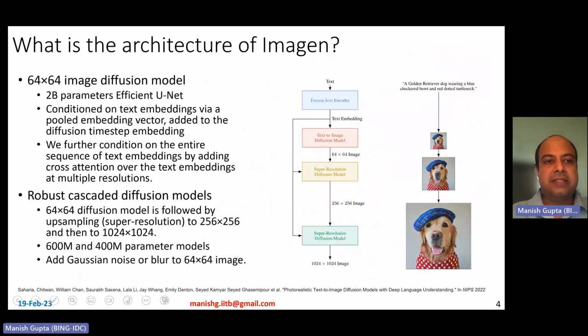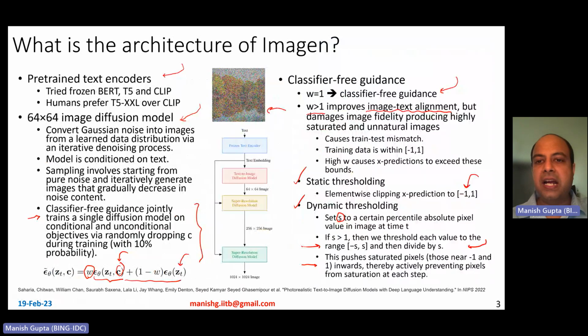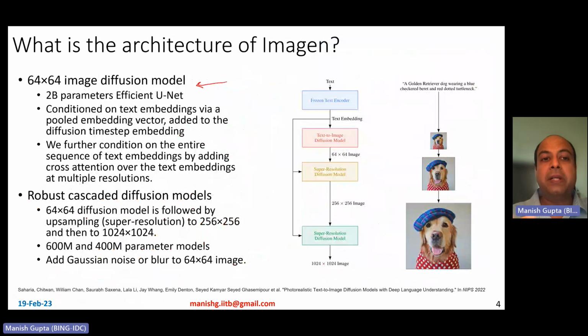Okay. So the 64x64 image diffusion model, which follows classifier-free guidance with 10% dropping probability and also dynamic thresholding, has 2 billion parameters. The original architecture is the Efficient U-Net model. Well, it's a U-Net model, but then they made it more efficient by doing a few tricks, right? It's of course conditioned on text embeddings via a pooled embedding vector, which is added to the diffusion timestep embedding. So every time in this diffusion model, you're going to have timestep embeddings anyway, but you also add the pooled embedding vector corresponding to the text embeddings of the caption coming from your T5-XXL model, right?